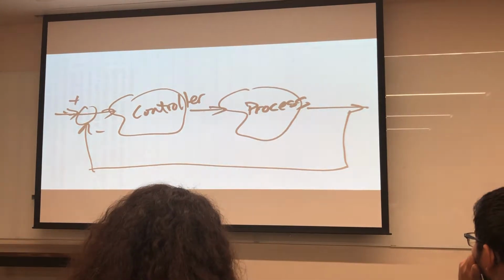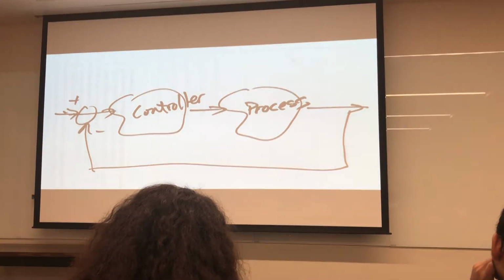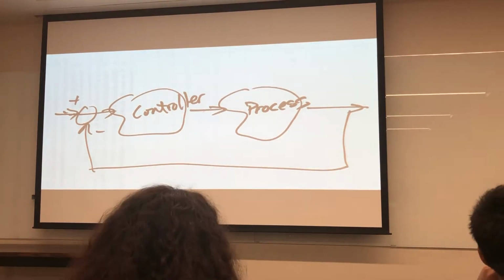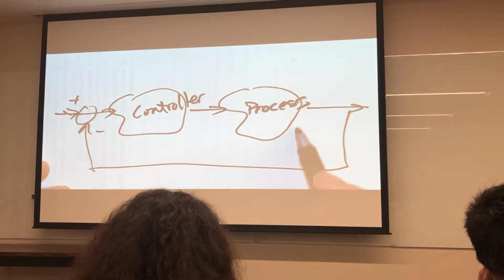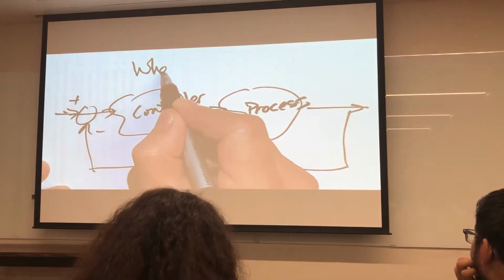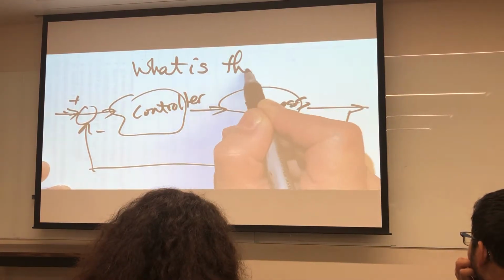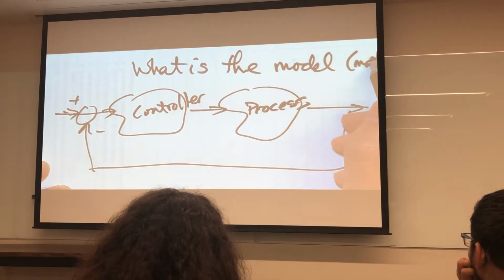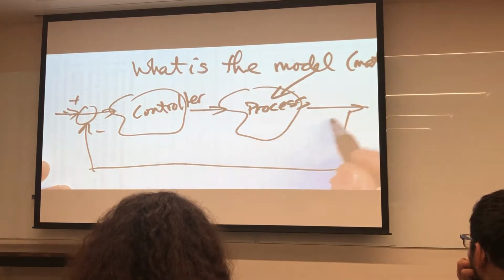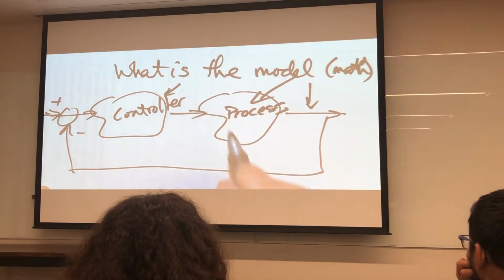So today, the idea we want to talk about is, this is abstract, how do we make it a little bit more concrete? And we want to ask the question, what is the math that goes on here? What is the model or the math that goes in here and here, like so?